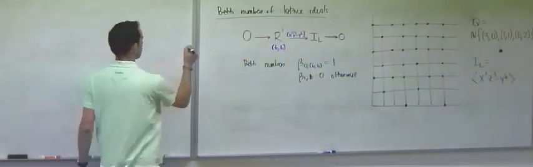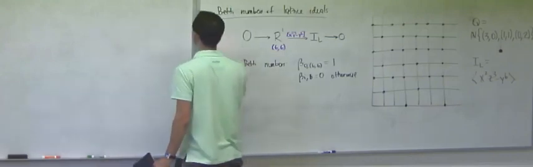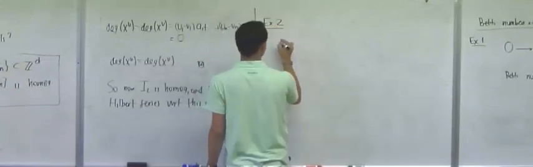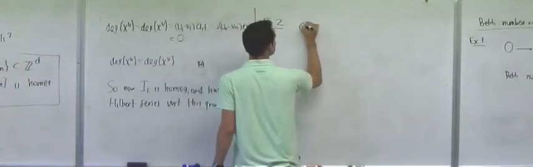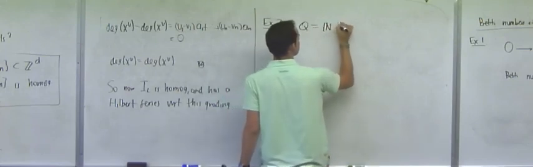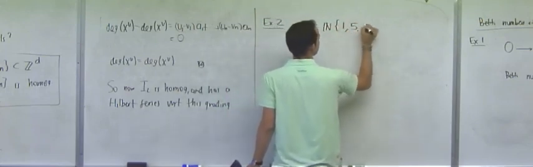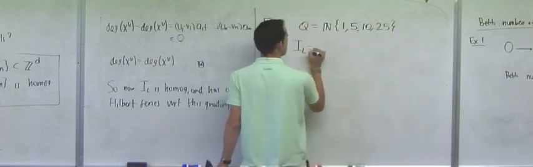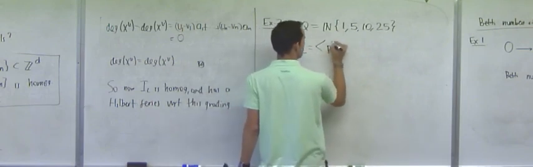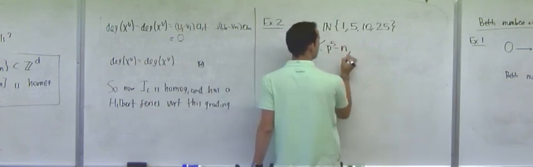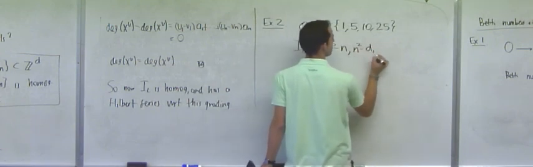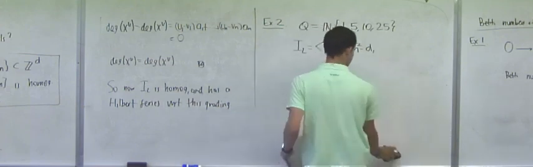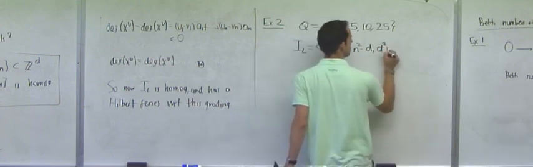So maybe this will be example 1. And we'll have here example 2. And in example 2, Q is the semigroup generated by 1, 5, 10, and 25. And then we had a lattice ideal that basically told us that 1 penny is equal to, 5 pennies are 1 nickel, 2 nickels are 1 dime, and 2 dimes and a nickel are a quarter.